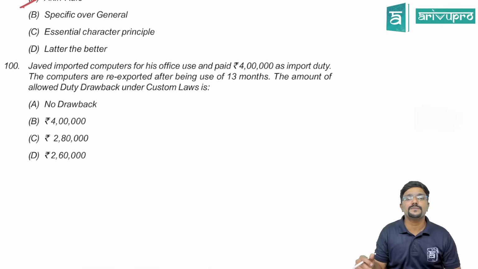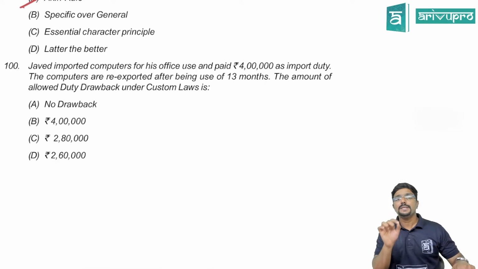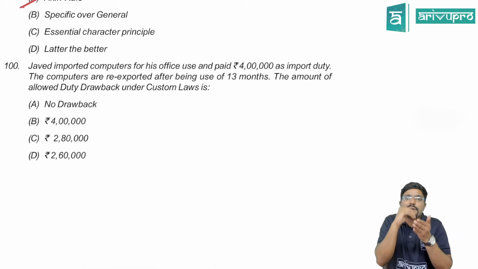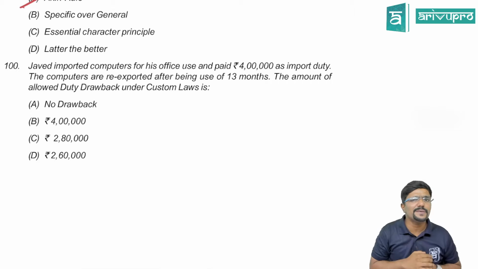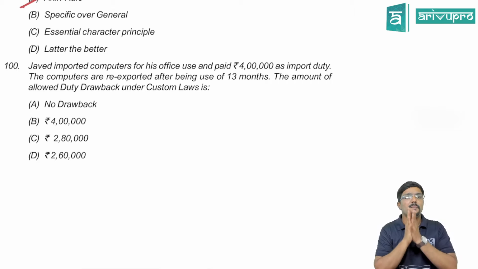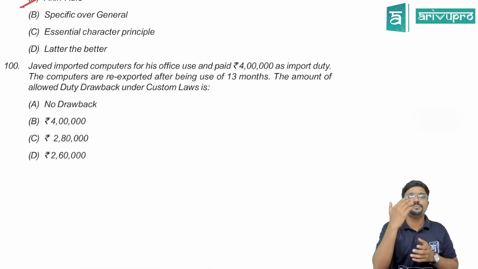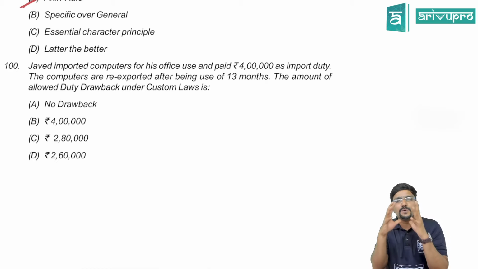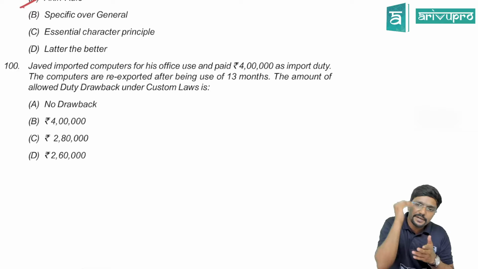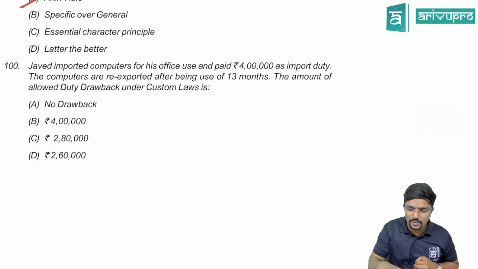Javed imported computers for his office use and paid 4 lakh as import duty. The computers are re-exported after being used for 13 months. The amount of allowed duty drawback under the customs law is, see, this is one of the important things. When the goods are imported and you are re-exporting them without using them in India, then 90% of whatever import duty you have paid, you can claim as duty drawback. But if you are using it in India and then exporting it, then the duty drawback will be allowed on a sliding scale. Depending upon how much you have used in India, the duty drawback would be reduced.